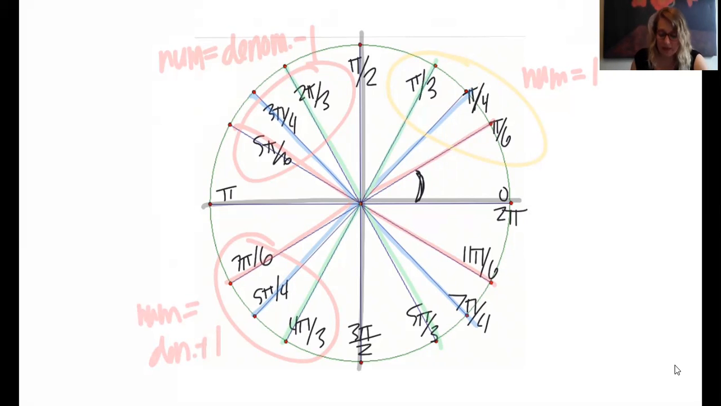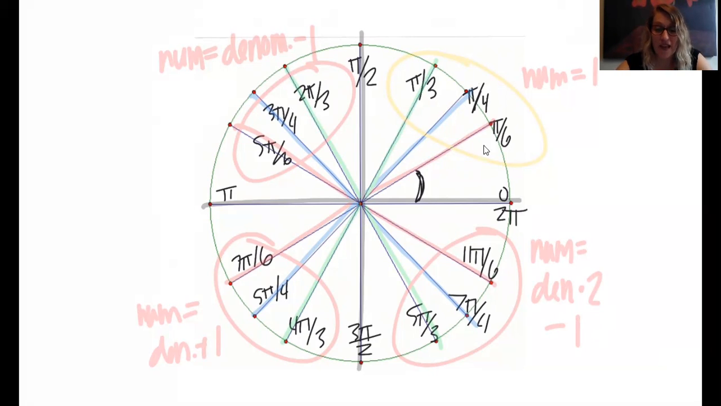Okay, and then this last quadrant is a little bit trickier. They definitely are related. If you multiply the denominator by 2 and subtract 1, it works. So the numerator equals the denominator times 2 minus 1. Now, that pattern is really helpful for memorizing, but I don't necessarily recommend only memorizing. It's good to understand where these come from, and I'm hoping that this video helped you see where they come from. They're basically just fractions of a circle.